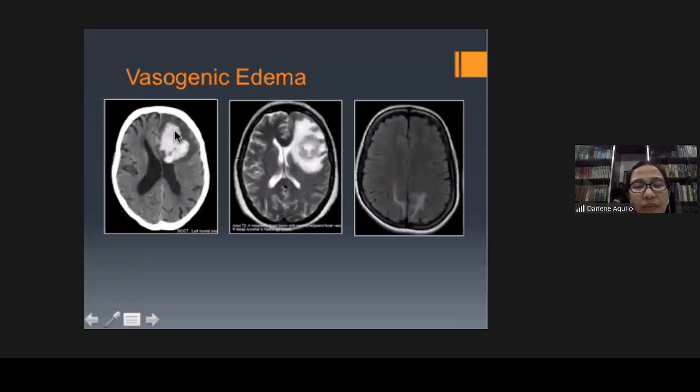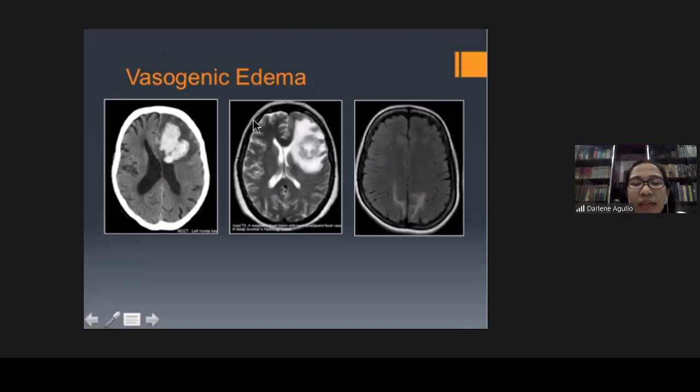So vasogenic edema. Pwede ito hypertensive bleed or tumoral bleed or traumatic bleed. So ito CT scan kasi kitang-kita mo yung skull, puti. So ang puti sa CT scan, again, blood, bone, calcified structures, contrast. Okay, puti.